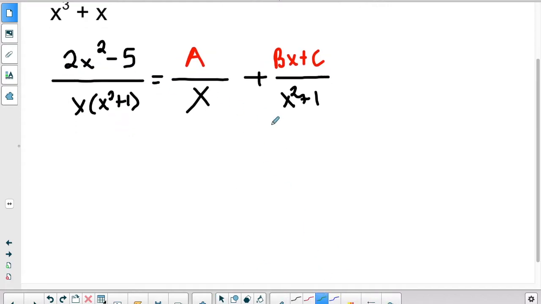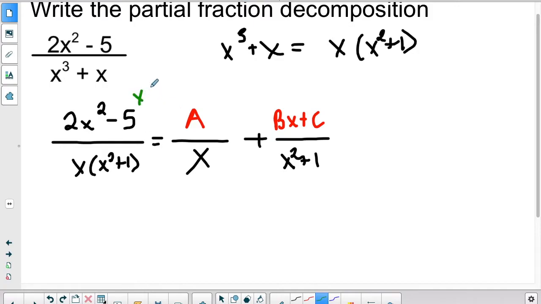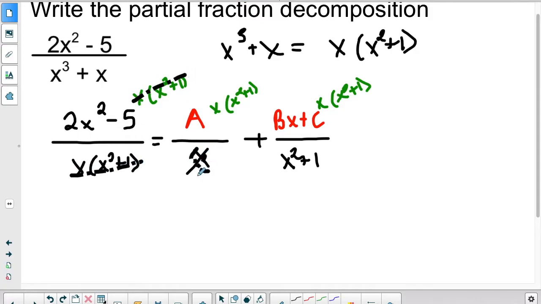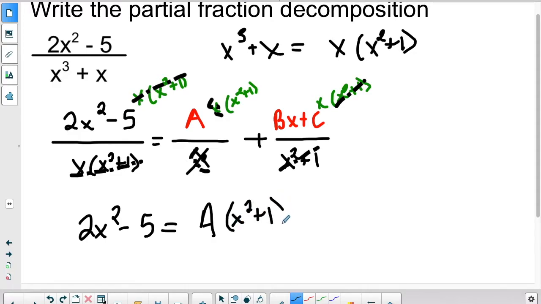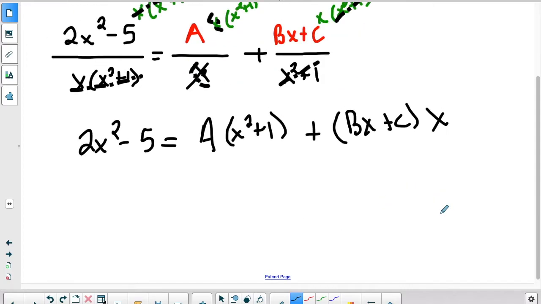Now, what we're going to do next is multiply through by the greatest common denominator. So we're going to multiply everything by x times x squared plus 1, and we multiply everything through by this. The x and x cancel. The x squared plus 1 and x squared plus 1 cancel. What that leaves us with is 2x squared minus 5 is equal to A times x squared plus 1, plus Bx plus C times x.